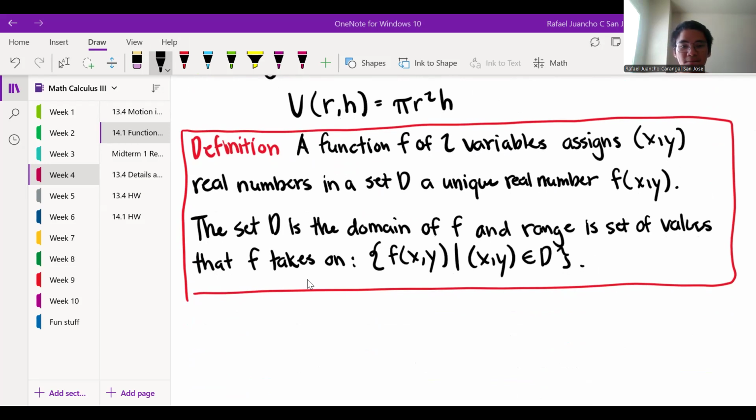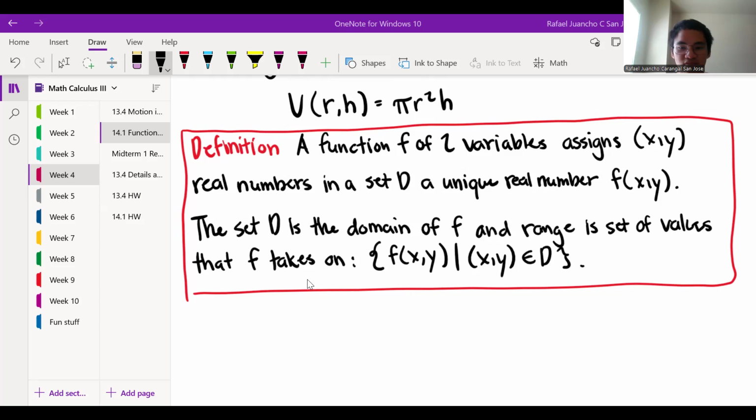We often write z equals f of x, y to make explicit the value taken on by f at the general point x, y. The variables x and y are independent variables, and z is the dependent variable. A function of two variables is just a function whose domain is a subset of R squared, and whose range is a subset of R.